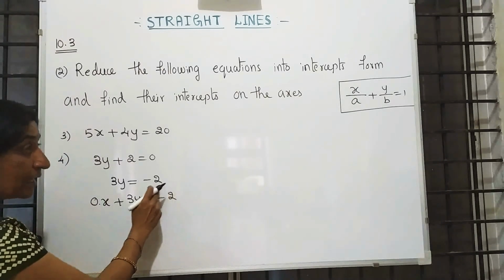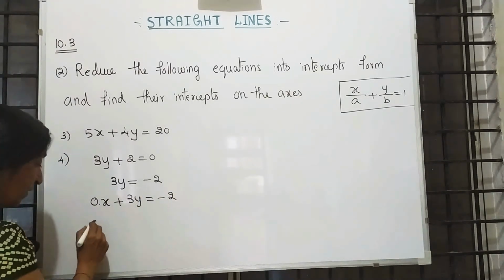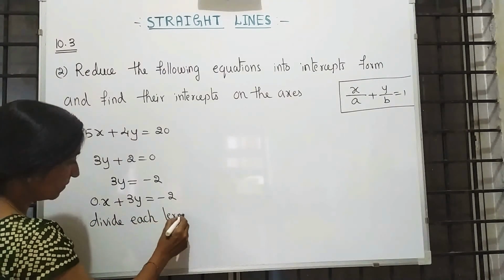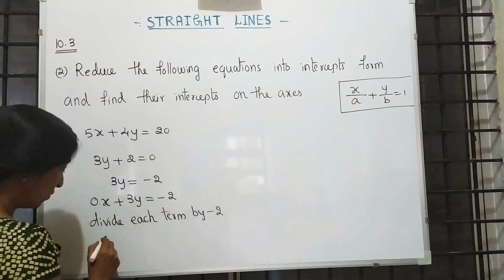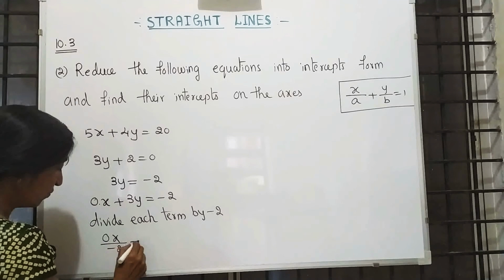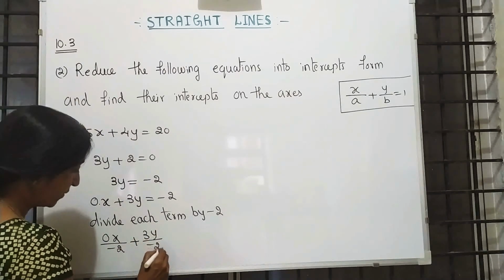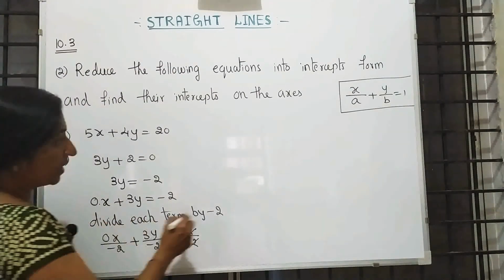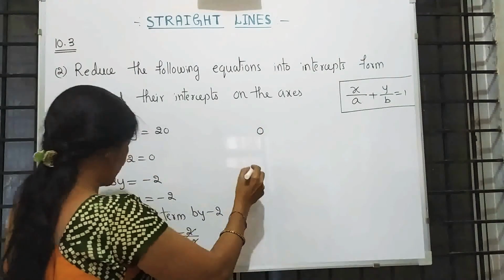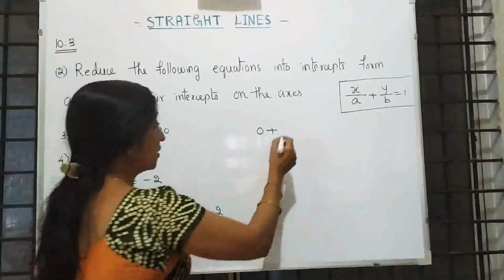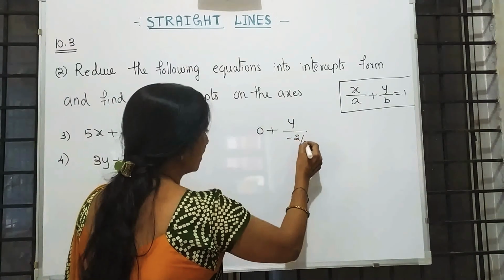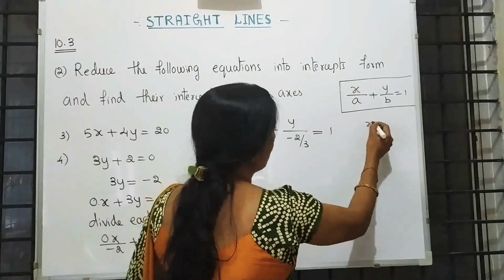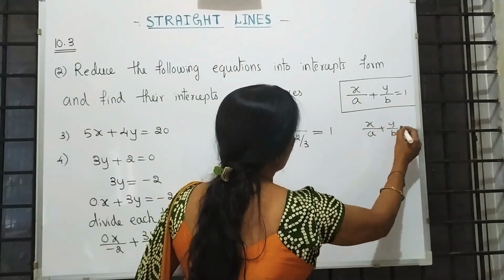So now on the right side, instead of minus 2 we require 1. Divide each term by minus 2. So 0 into x upon minus 2 plus 3 into y upon minus 2 is equal to minus 2 upon minus 2. Here they cancel, and 0 upon anything is 0. So it is 0 plus y upon minus 2 by 3 is equal to 1. Now it is in the form of x upon a plus y upon b is equal to 1.